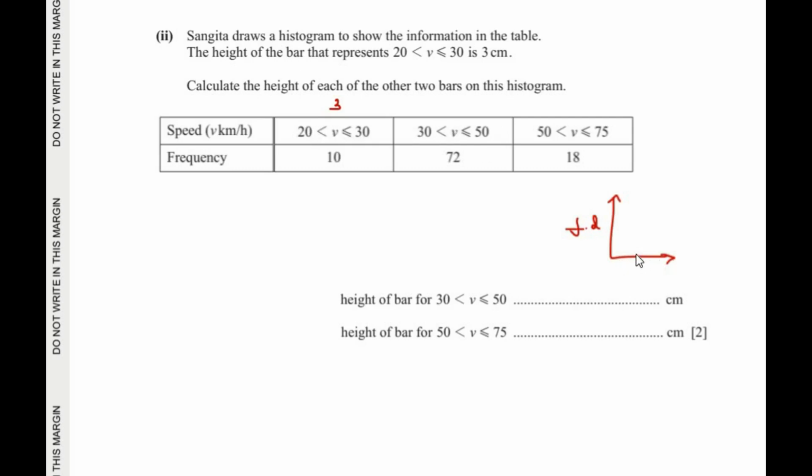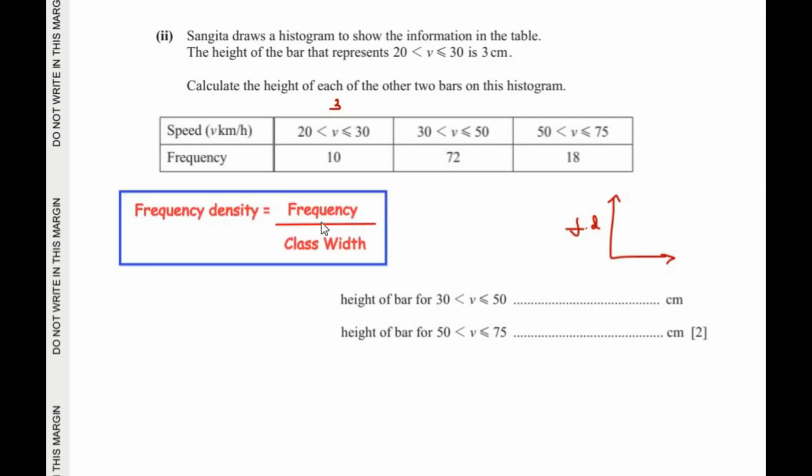Now since the frequency density is represented as the height, and the height of the first class interval is given as 3 cm, we are going to make a relationship between the frequency density and the height. And remember, we have a formula for frequency density, which is frequency density is equal to frequency over the class width. Now here the frequency of each speed interval is given, and the class width represents the upper limit minus the lower limit. So let us try to find out what is the frequency density of the first class interval, that is between 20 to 30.